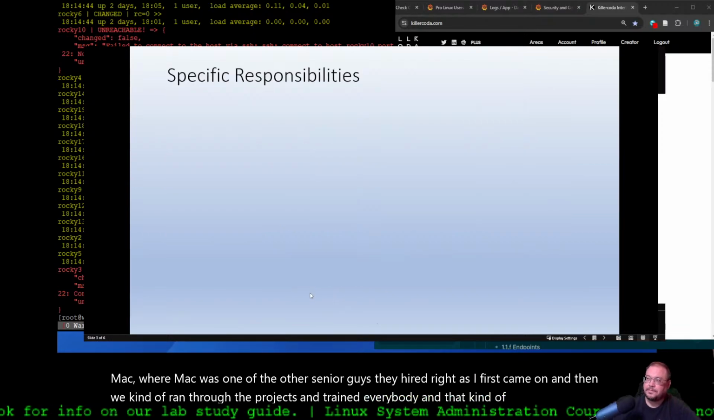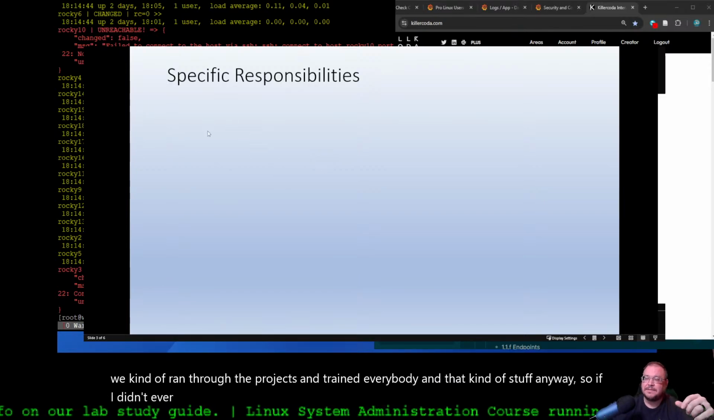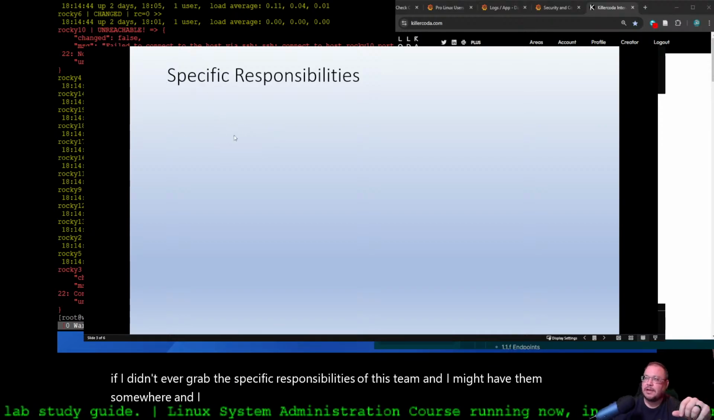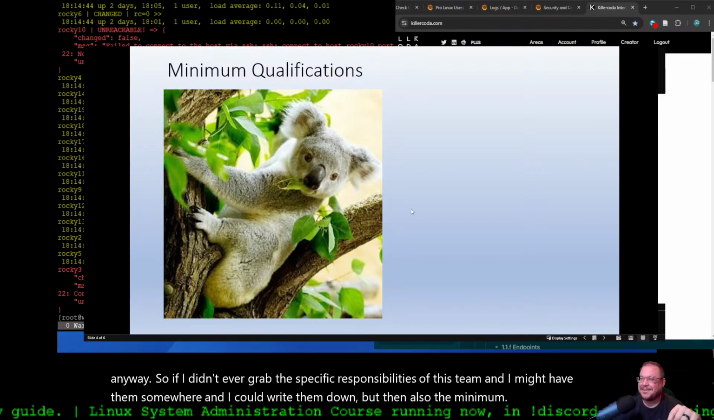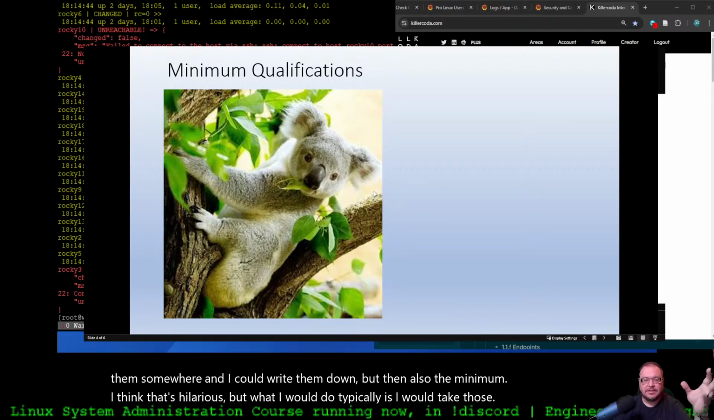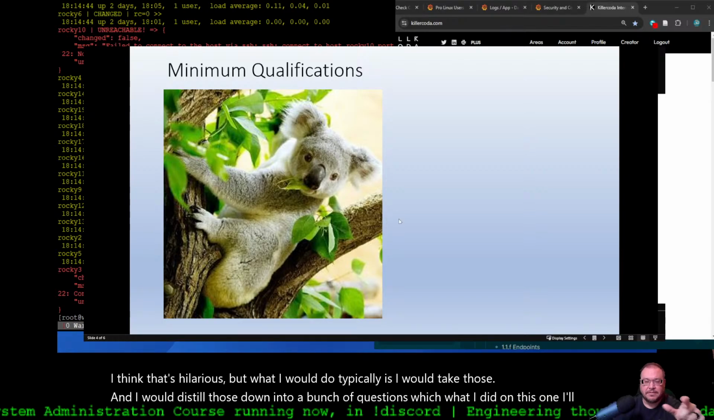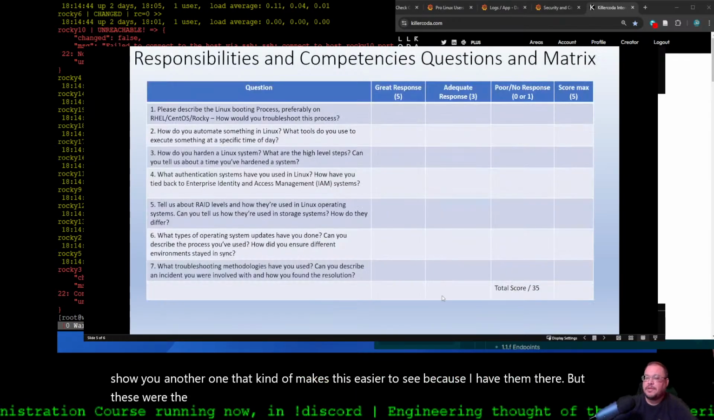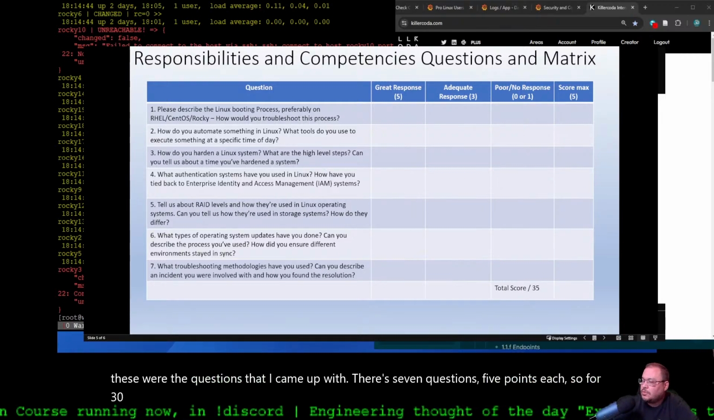Anyway, I didn't ever grab the specific responsibilities of this team, and I might have them somewhere, so I could write them down. But then also the minimum qualifications. What I would typically do is take those and distill them down into a bunch of questions, which is what I did on this one. These were the questions that I came up with. There are 7 questions, 5 points each, for 35 total points.